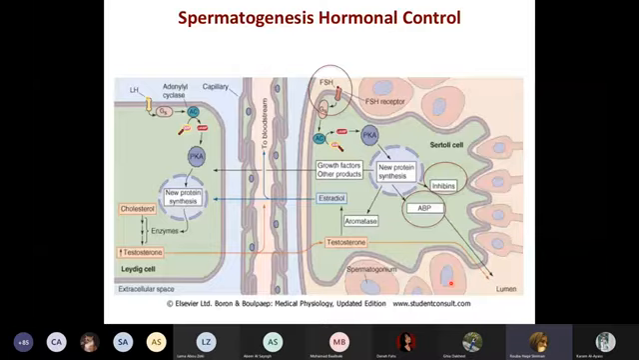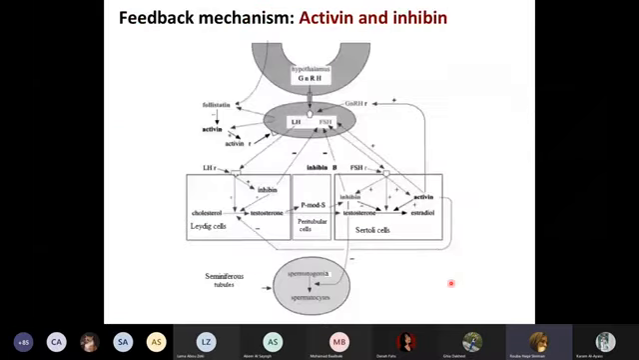Now, we mentioned that activin and inhibin can exert feedback inhibition mechanisms. What are these feedback inhibitions?